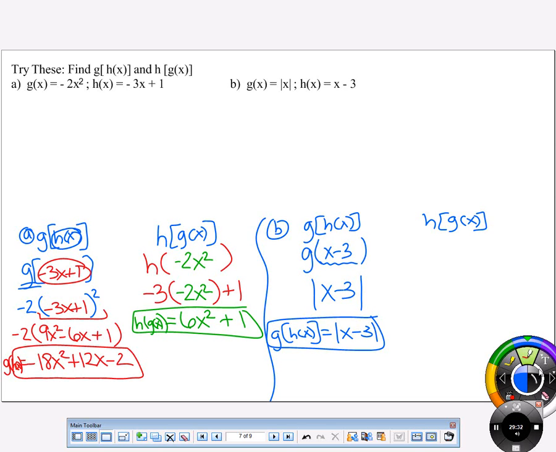So the problem says h of g of x. Good. So g of x is replaced with the absolute value of x. So now my problem says find h of the absolute value of x. Somebody tell me how I'm going to do that. Cameron? Absolute value of x minus 3. Good. So in h, it looks like something minus 3, and the something is whatever you're plugging in. And in this case, you're plugging in this, and then those parentheses are unnecessary. So we get the absolute value of x minus 3, and that's what h of g of x was equal to.